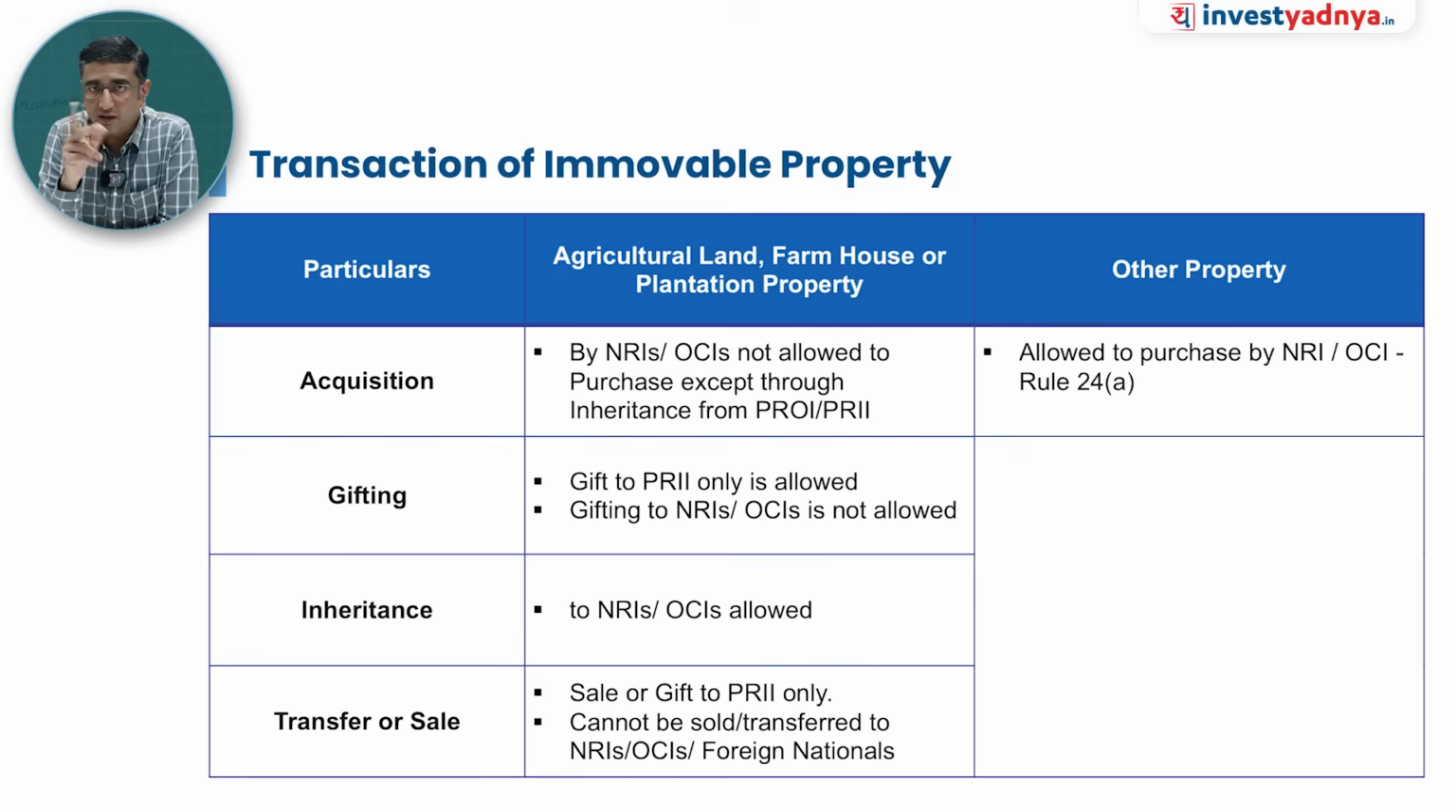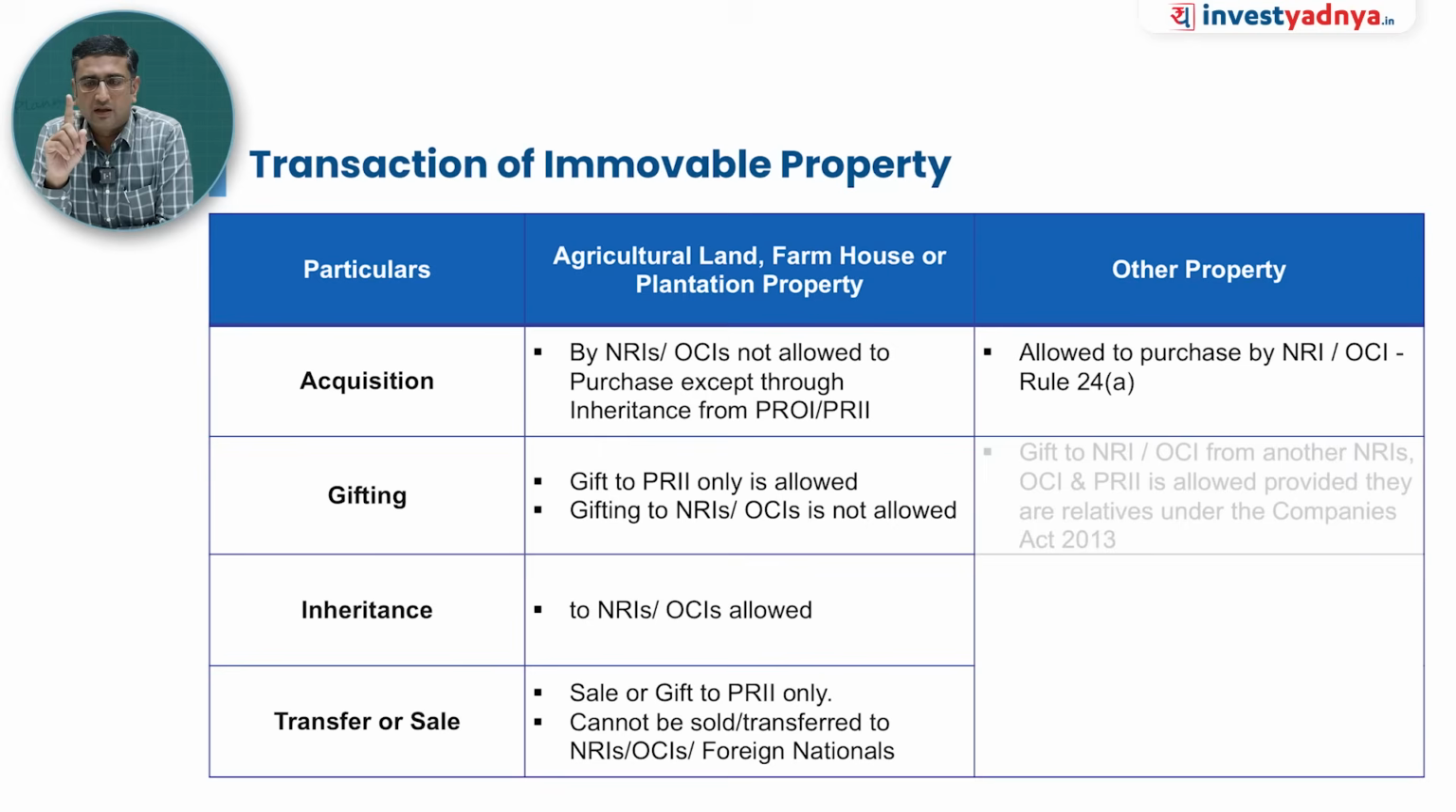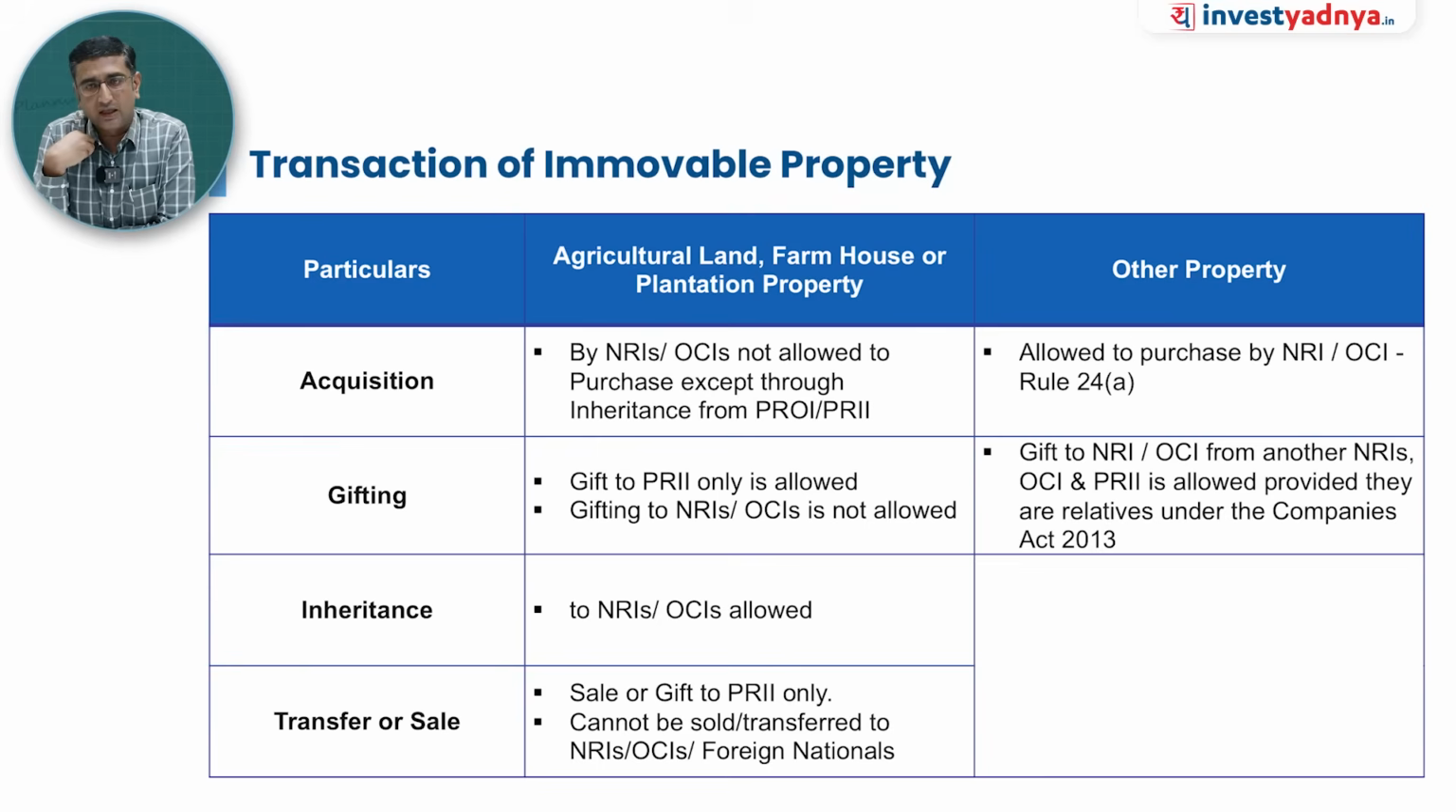What about the gifting? Purchase and acquisition allowed. Gift to NRI OCI is allowed from any other person. Being NRI or OCI, I am allowed to receive the gift of other properties except for that pool, provided they are my relatives. If my father is gifting me a shop in Mumbai, he has a shop in Mumbai and wants to gift it to me, he is allowed to gift because he is my relative. So being NRI or OCI, I am allowed to receive the gift of other properties except for the agricultural properties. I am allowed to receive the gift of pool 2 properties.